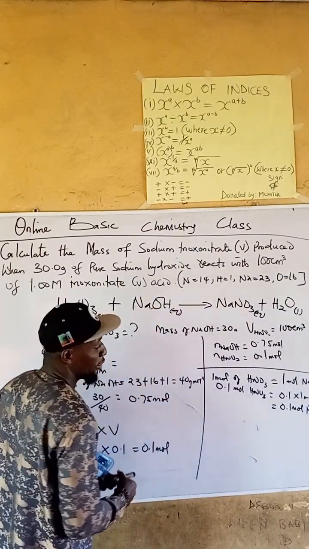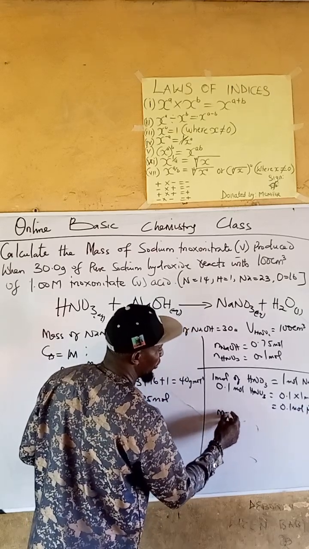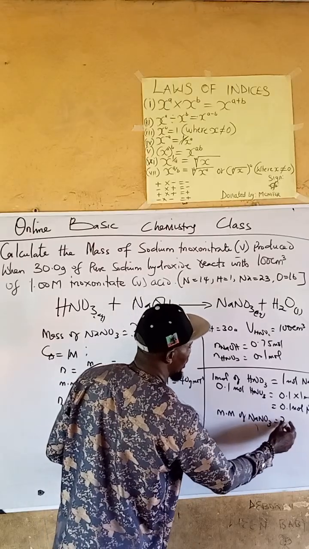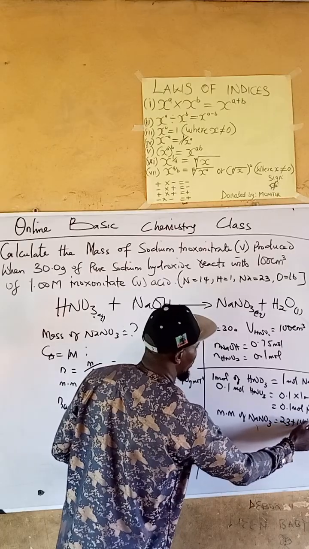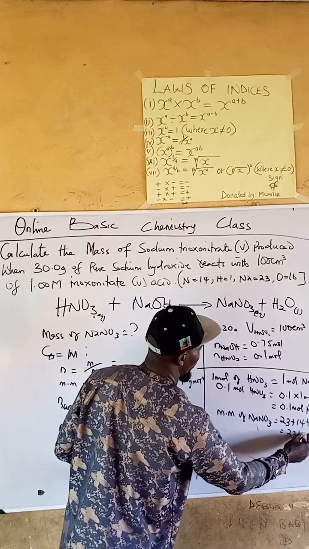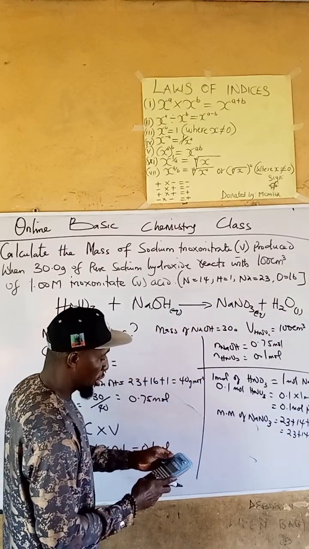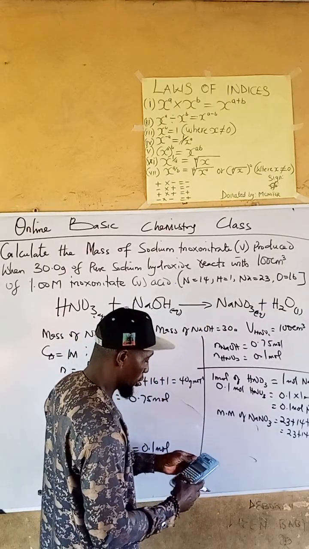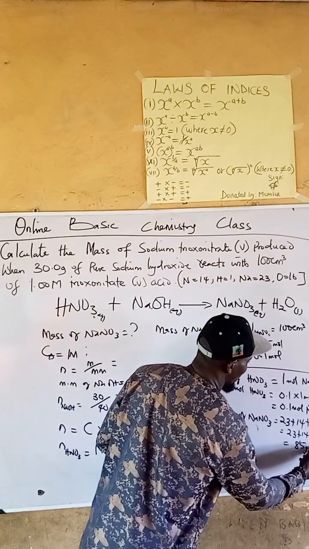Are you following? By now calculating the molar mass of this, the molar mass of NaNO3 is equal to 23 plus 14 plus 16 times 3. So this is equal to 23 plus 14 plus 48. Let's confirm that 16 times 3 is 48. Yes. So 23 plus 14 plus 48 gives us 85. So 85 grams per mole is the molar mass.